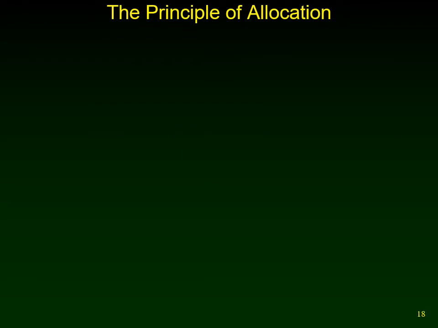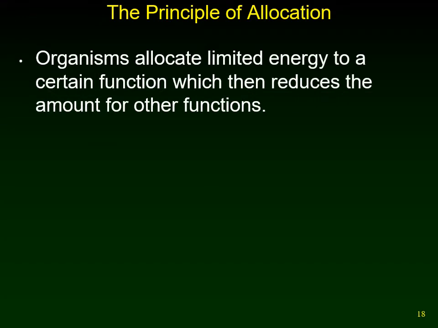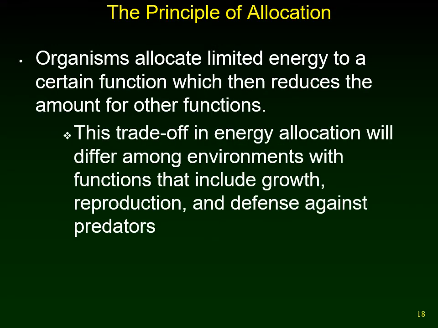So this is leading to the concept of the principle of allocation. Organisms allocate limited energy to a certain function, which then reduces the amount of energy available for other functions. This trade-off in energy allocation will differ in different environments. The functions might include growth, reproduction, and defense against predators. An example might be if you're living in an environment that is lacking light and you're a plant, you might grow a bigger trunk so you can get up higher to get the light.